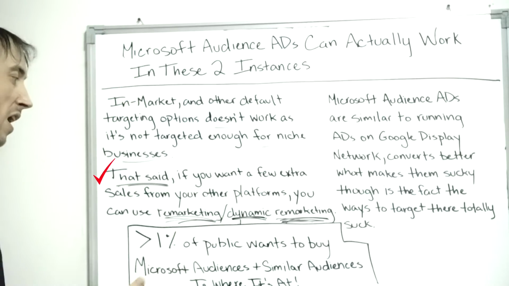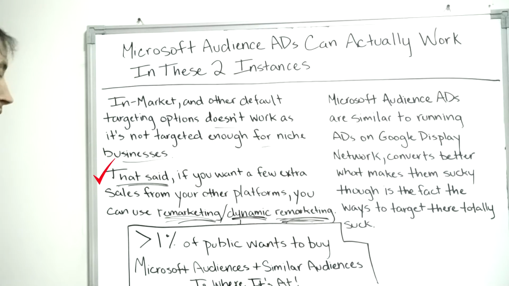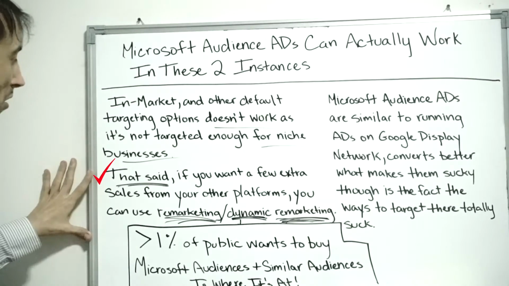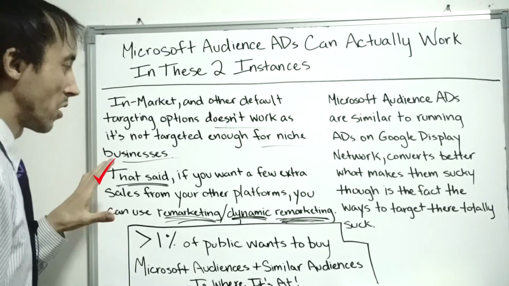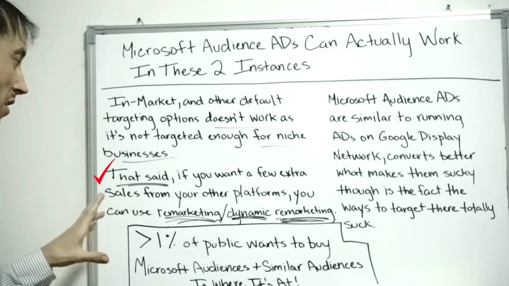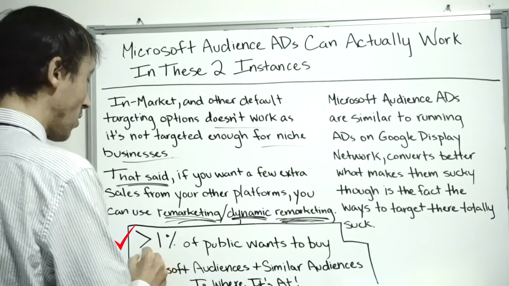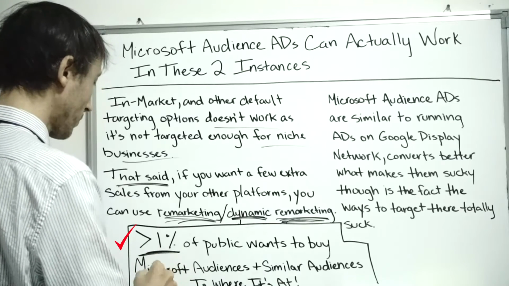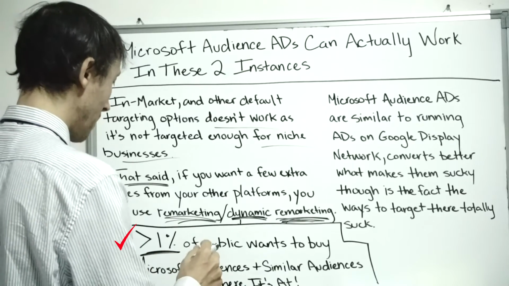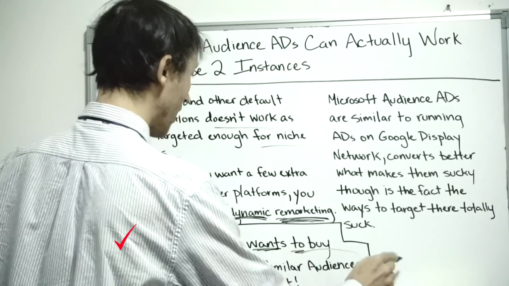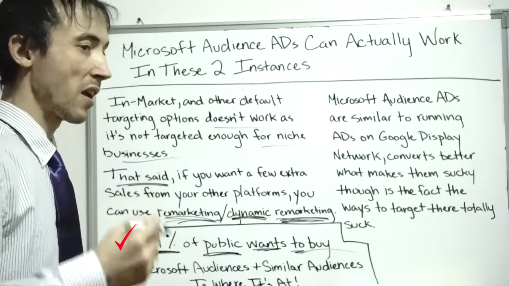So just as a quick side, that's the remarketing stuff that basically works. Everybody can do that. Now, where you guys can really make bank on this is for a certain type of business where you could say 1% or greater of the public as a whole wants to buy your product or service.